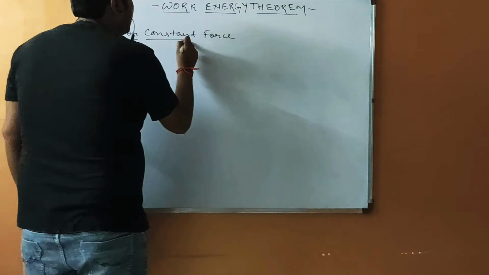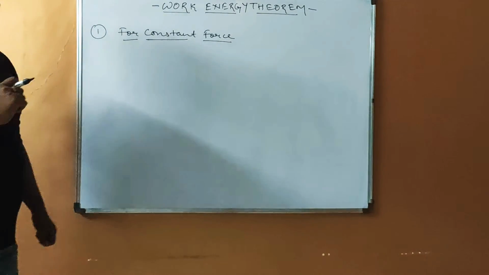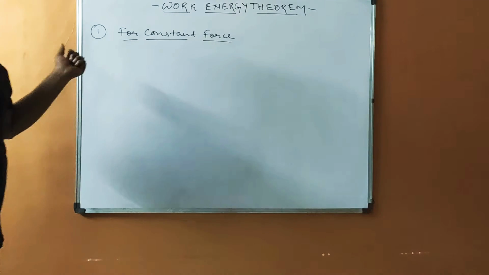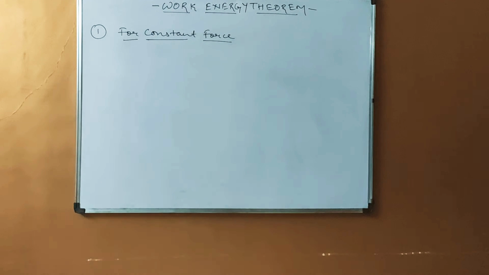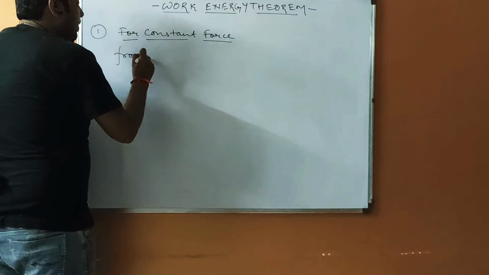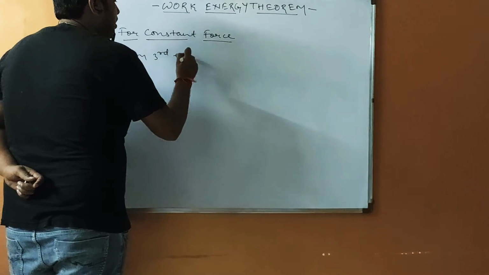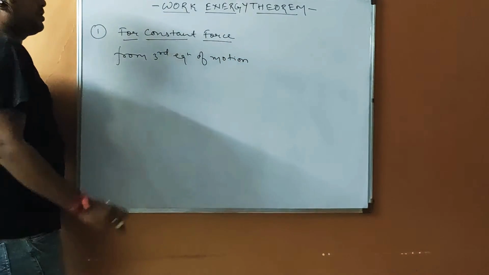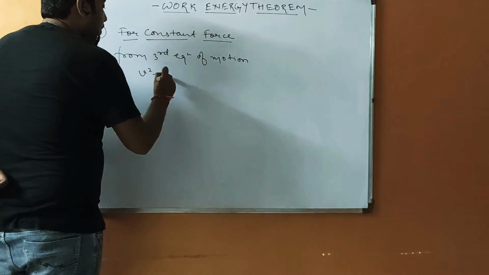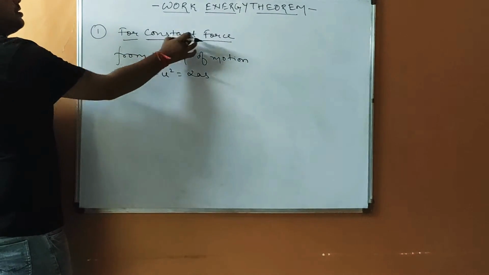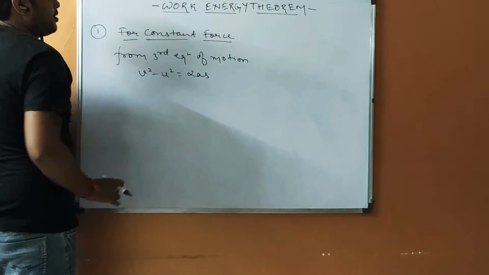We will look at both the constant force and the variable force, what the work energy theorem is and how we can derive it. The first one is for constant force. Let's have a look. From the third equation of motion, if you remember the equation, what was it? It was v square minus u square is equal to 2as. Acceleration is constant since we are deriving the relation for the constant force.